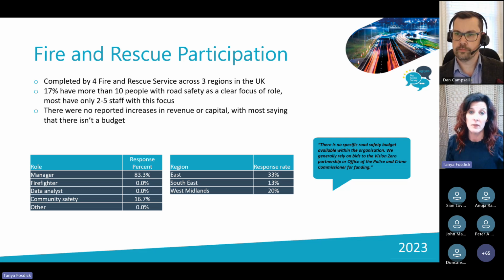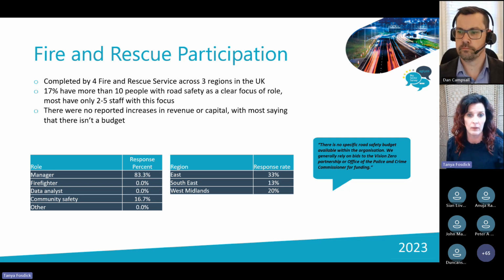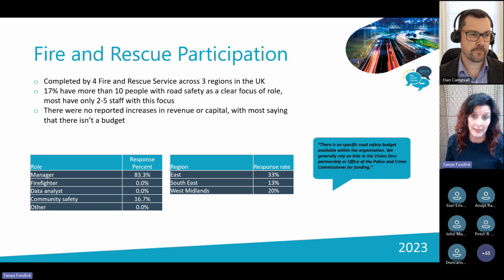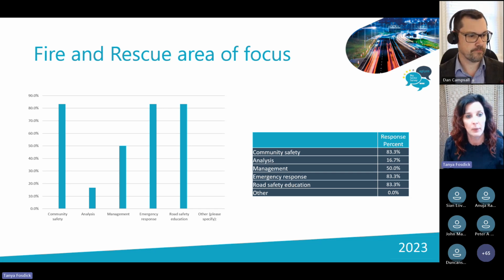As with the police force responses, partnership funding again was often pointed to as the main means of funding, and this was a theme that came out last year in the baseline survey, but actually it was more commonly cited this year. And again, that's a bit of a concern, that there's a reliance on these central local budgets and not particularly from the organisations themselves. And once again, the fire and rescue areas of focus: community safety, emergency response, and road safety education, sort of level pegging for those who responded.